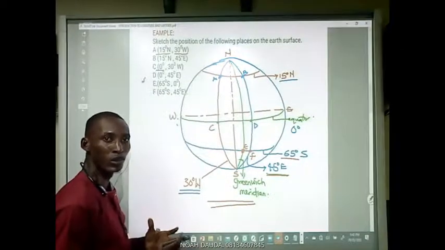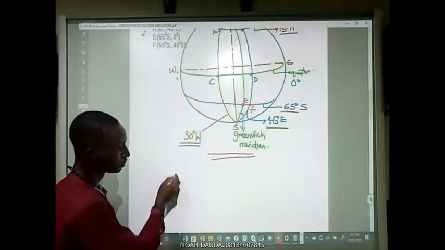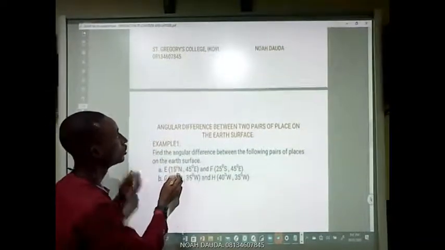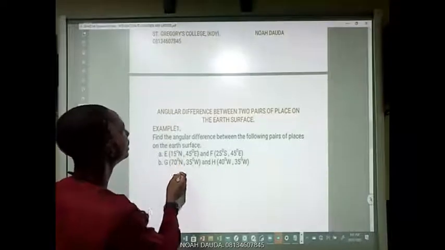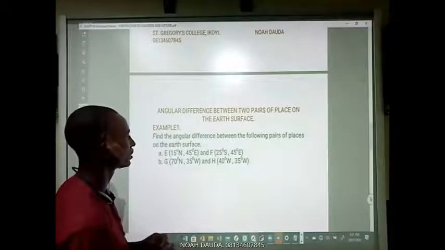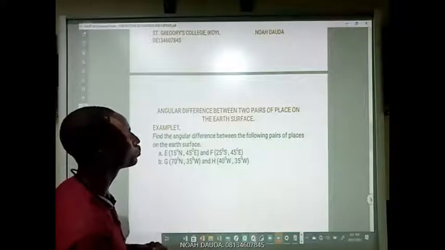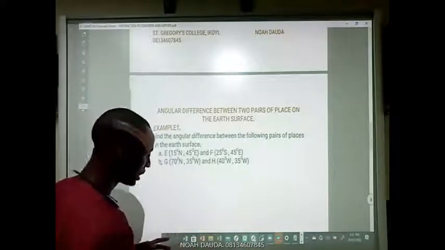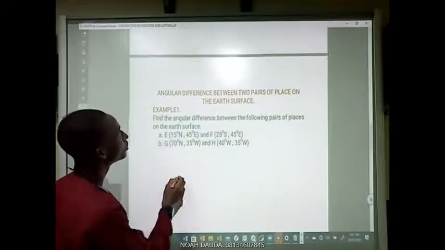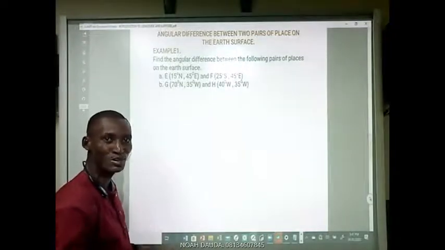So let us move on to a different example. And what does the question say? This time around, we are going to be looking at the angular difference between two pairs of places on the Earth's surface. How do we determine the angular difference between two pairs of places on the Earth's surface? Now I'm going to try as much as possible to break that down. Hope we're together. So let us move on.